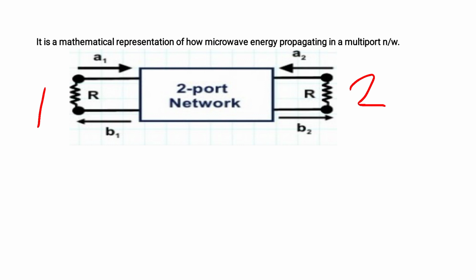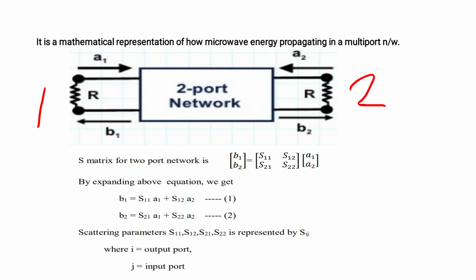This B1 is the power that comes from port 2 as well as the power which is reflected at port 1, and this B2 is the power that comes from A1 and also the power reflected at port 2. This is about the two-port network and its power relationships. Now let's see how the scattering matrix of the two-port network appears. Here B1 and B2 are the reflected parameters.